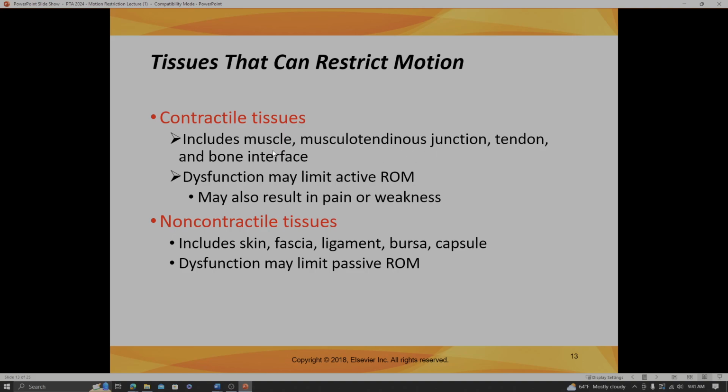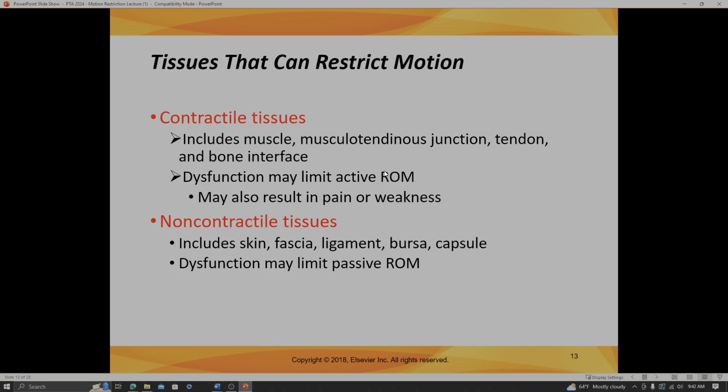Contractile tissue is always going to be related to the muscle, the musculotendinous junction, the tendon itself, or the bony interface between the tendon and the bone itself. So dysfunction can limit active range of motion and may result in pain or weakness because it is impacting the contractile nature of the tissue, right? It's the muscle tissue. Non-contractile tissues tend to be things like skin, fascia, ligament, bursa, capsule, some of the things we talked about. Those dysfunctions may tend to limit passive range of motion, but they won't have a contractile component, right? So if you have an issue with the skin or the fascia or the ligament, bursa, capsule, it's unlikely that you're going to have active range of motion.